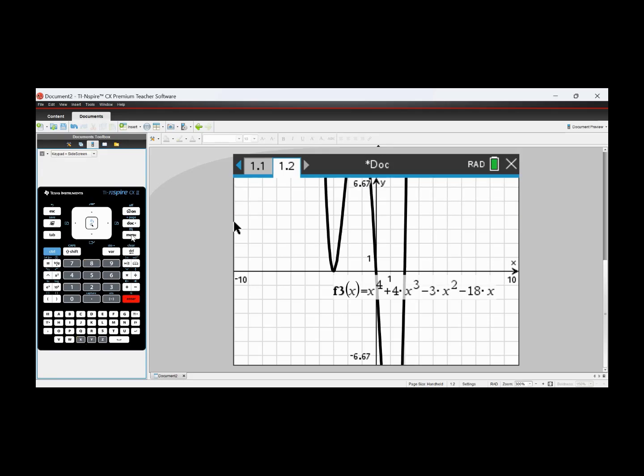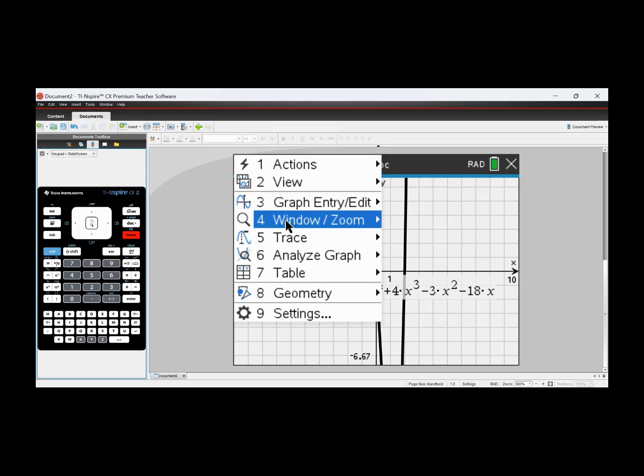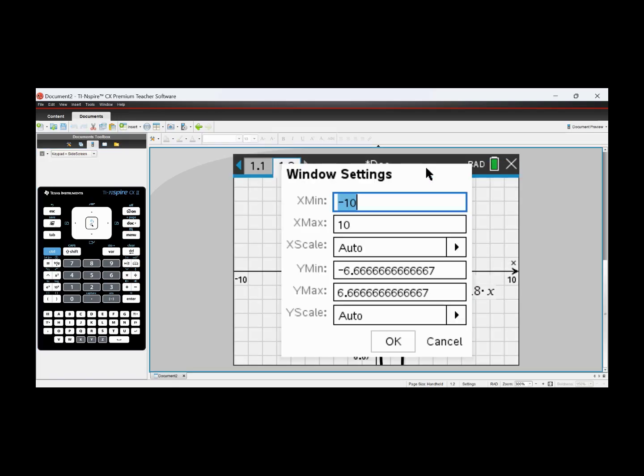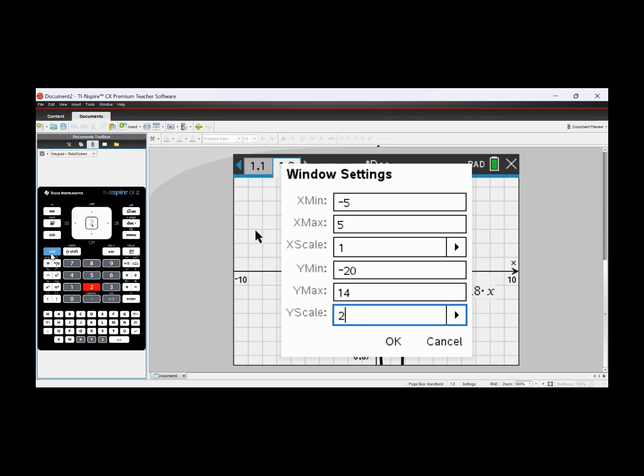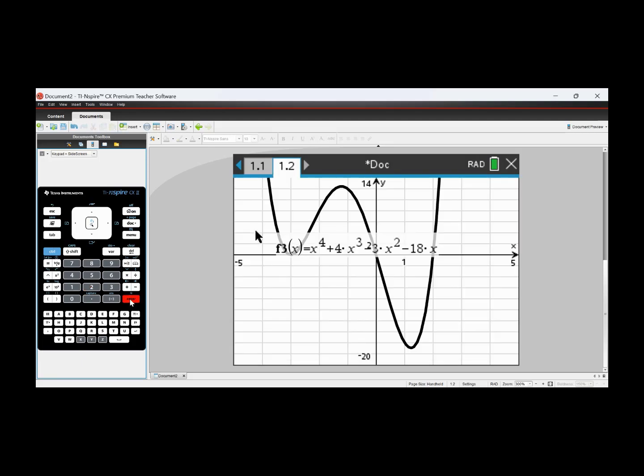We need to adjust that window: menu, window zoom, window settings. Our x's are going from negative 5 tab to 5 tab. We're counting by ones, tab. Now our y's are going from negative 20 tab, up to 14, tab, and we're counting by twos. Now I'm going to tab and click OK.